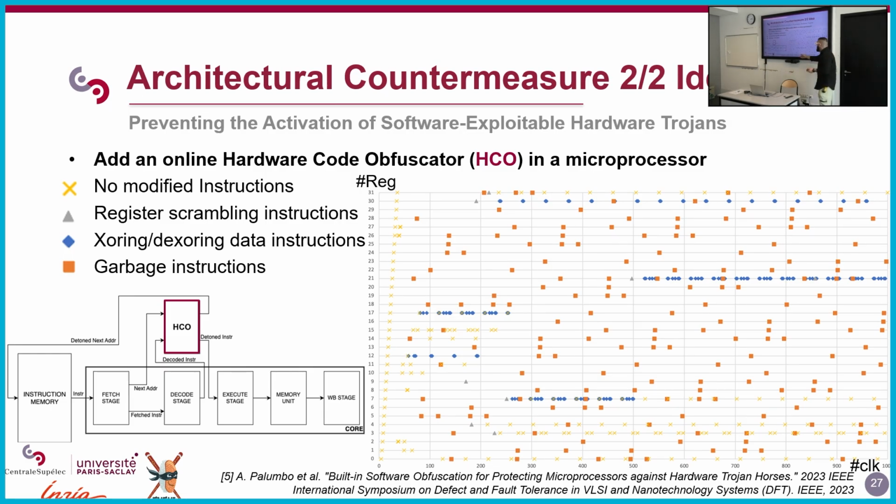So we have the time here, and here we have the registers. We are going to write to those registers, making the normal modified instructions, the register scrambling, the XOR, and the garbage instructions. So in fact, after a while, register 12 becomes register 30, register 17 becomes register 6, and register 7 then becomes register 21.